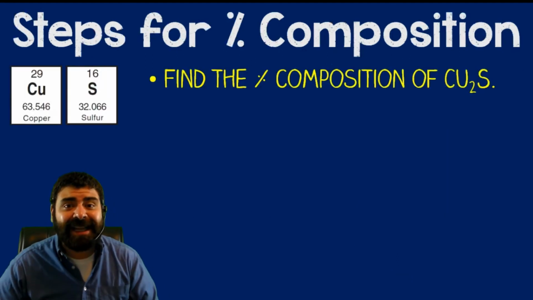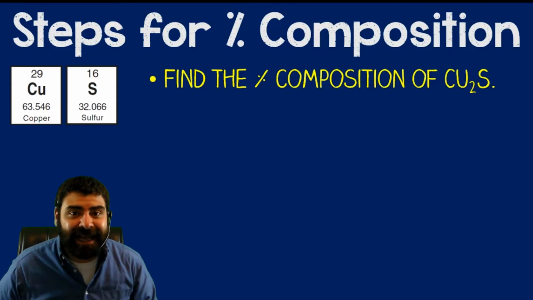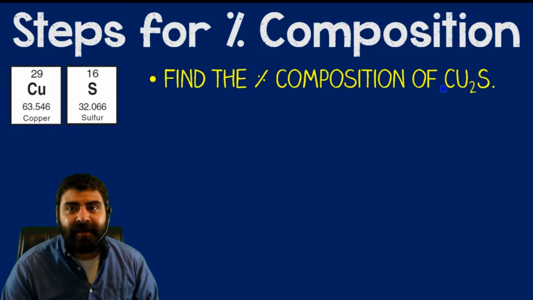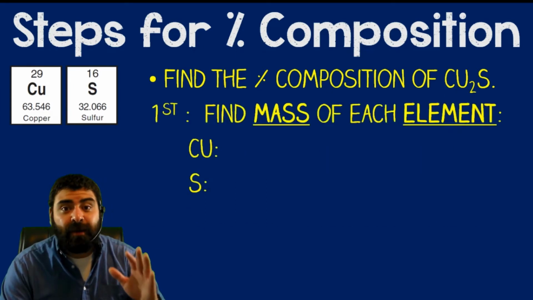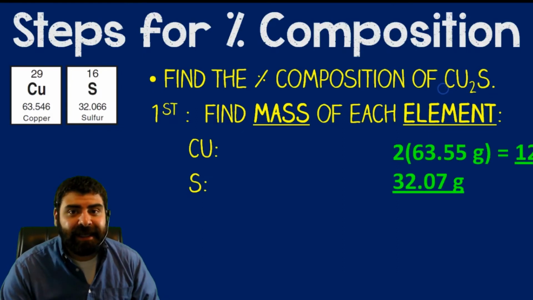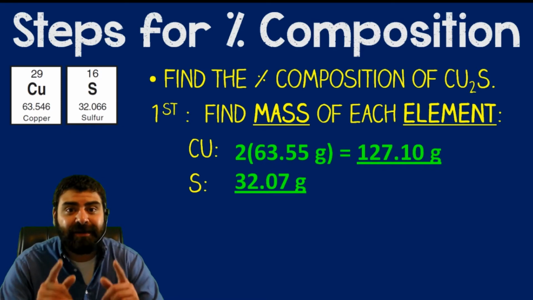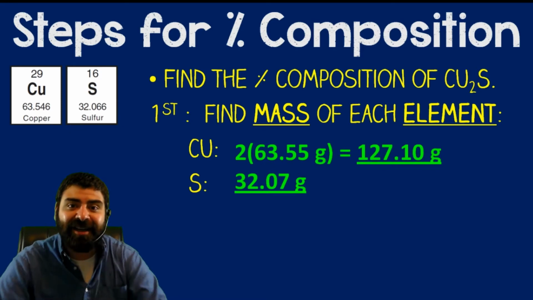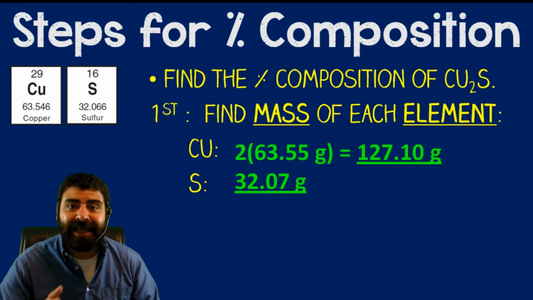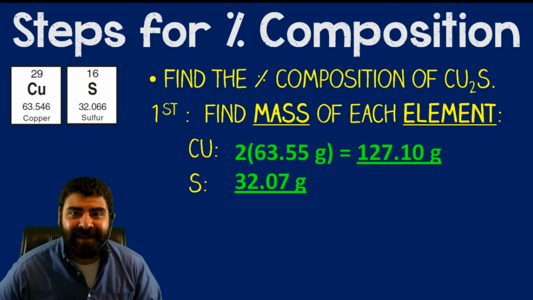So let's look at the steps for finding percent composition using this example of copper sulfide. First, we want to find the mass of each element. Copper, we see, is 63.55 and sulfur is 32.07. Remember to round it to the hundredths place. Now because we have two coppers, we multiply its mass times 2 and get 127.10.